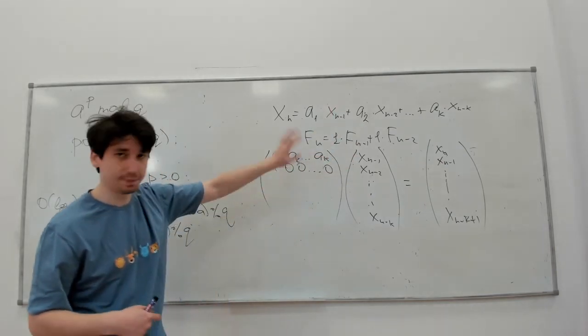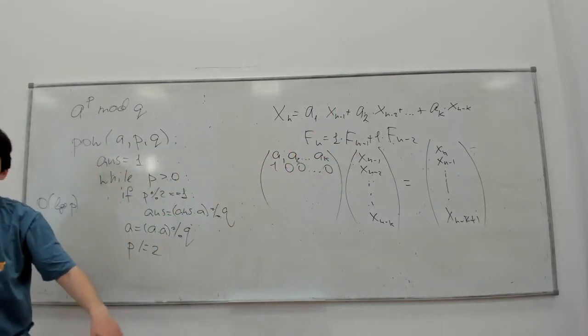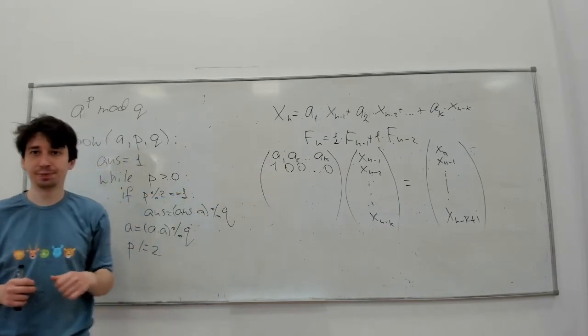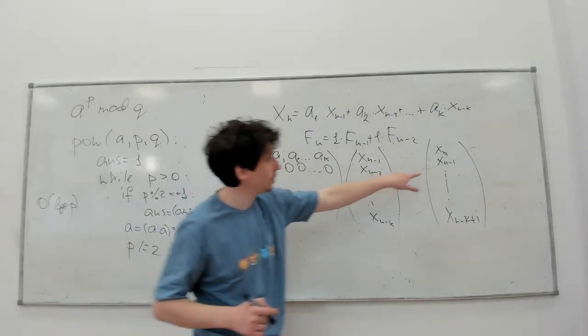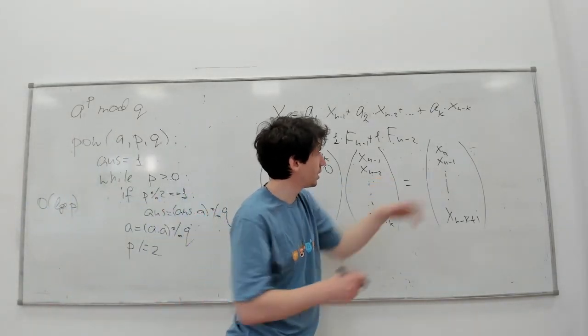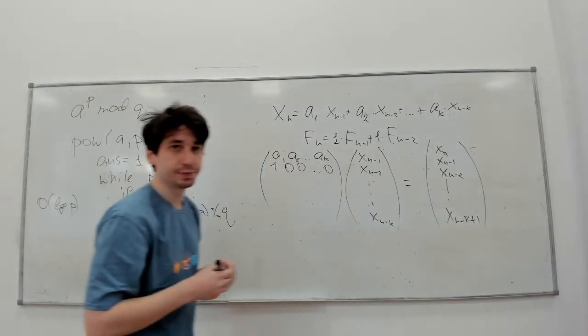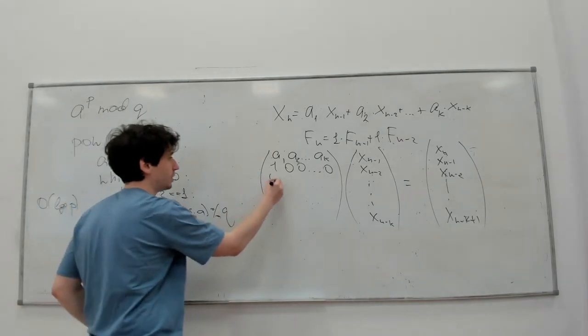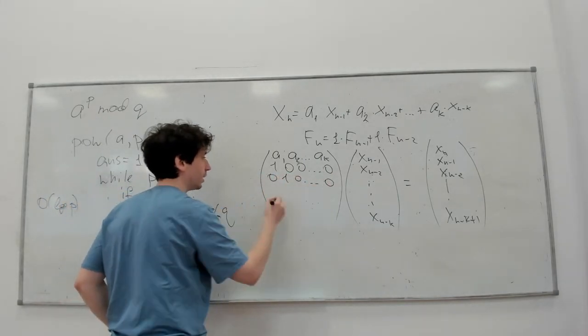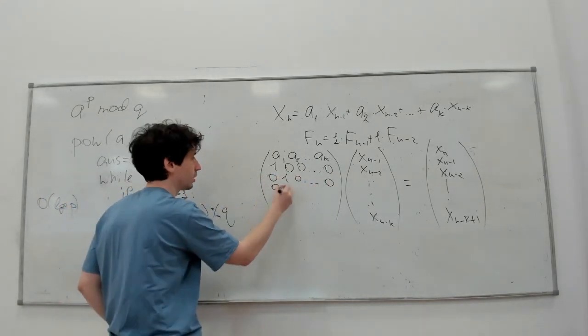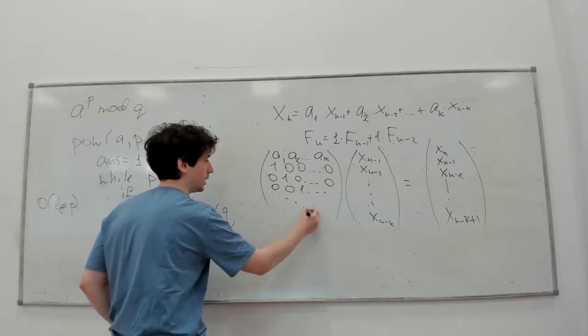Then, the next question. What should be the third row? We want to have here x n minus 1 and x n minus 2 already here. 0 1. Yeah, it should be 0 1, 0 and etc. And so on and so forth. So it is 1 here until the end.